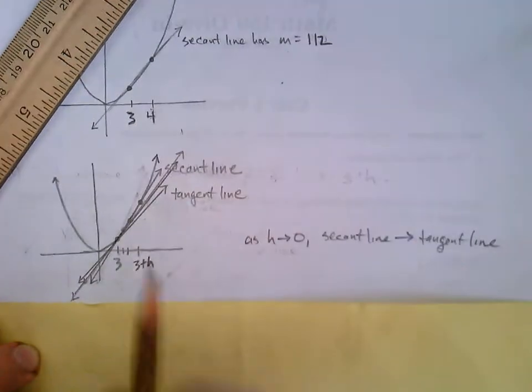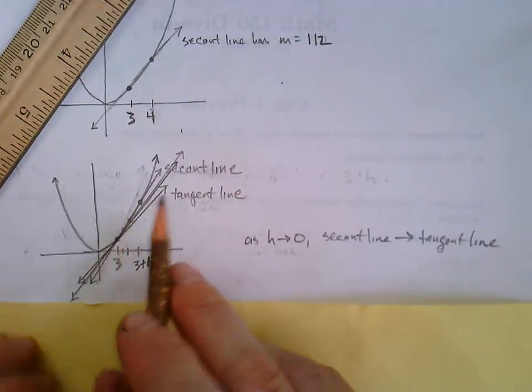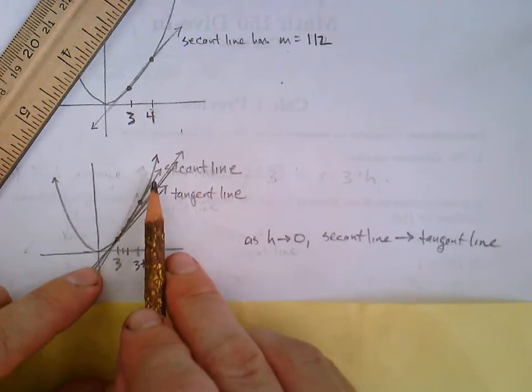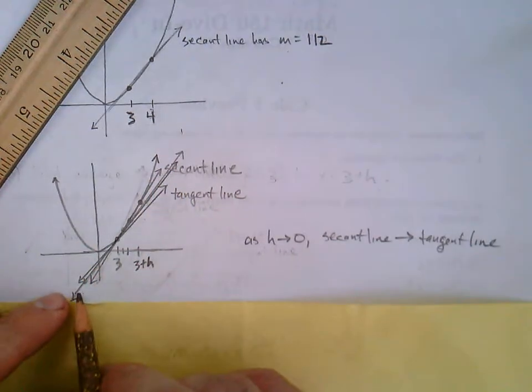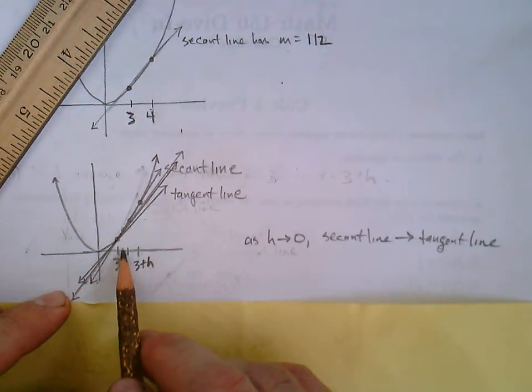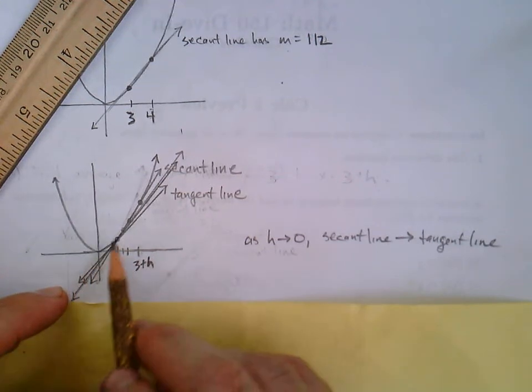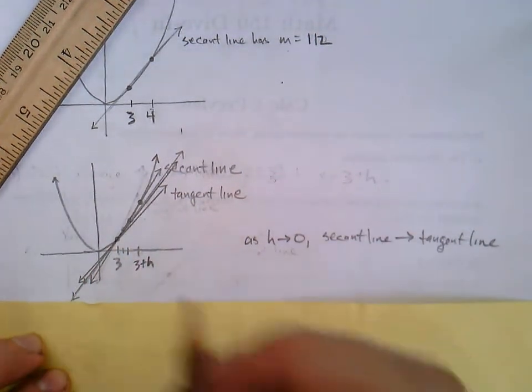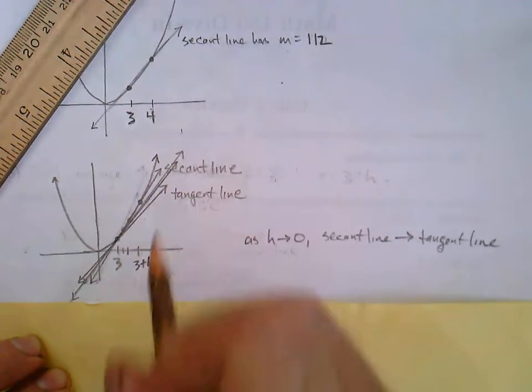And what's happening every time I draw this back a little bit? That slope is bending down, and eventually, as it hones in on 3, that slope is going to be exactly this tangent line. The tangent line is the lowest one of all of them.